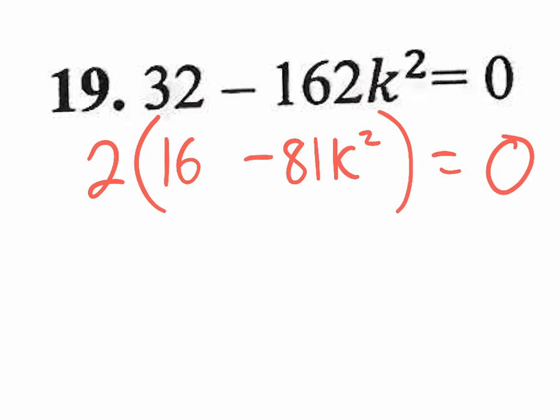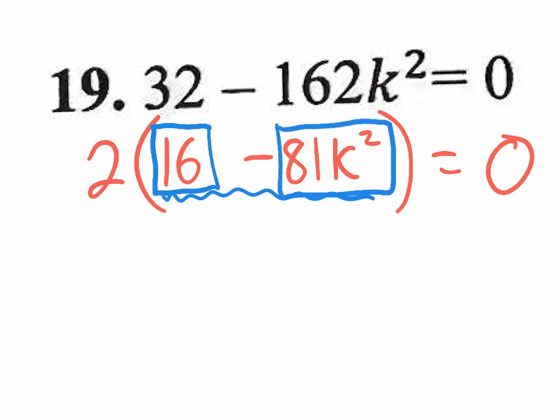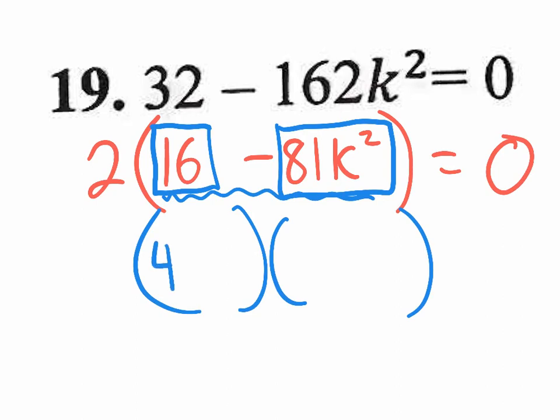And now that you look at the inside, you have a perfect square binomial. It's weird because there's a number first, but that's okay. Both of them are perfect square terms, so if you square root them, you'll be able to plug them into your answer format. The square root of 16 is 4. The square root of 81k squared is 9k. So you put the 4 and the 9k. And of course, since there's no middle term, one has to be a plus, one has to be a minus.